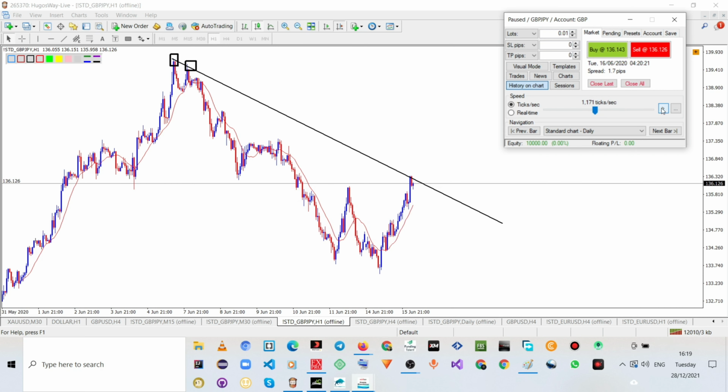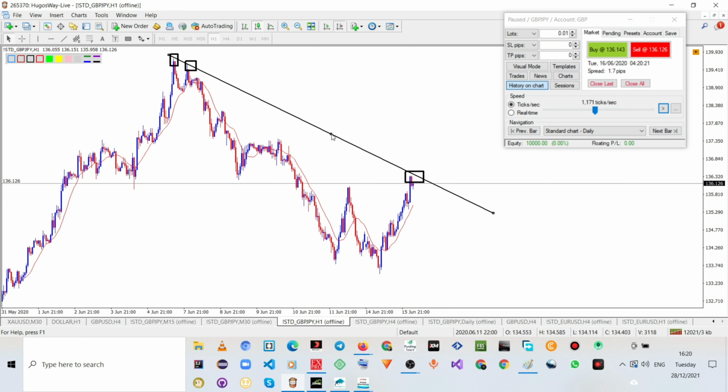You can see that price has reached our trend line to make the 3D move. Let me just make it a bit nicer and move the trend line. Sometimes you just need to align it well so that everything is in place. As you can see, my 3D is coming into play.